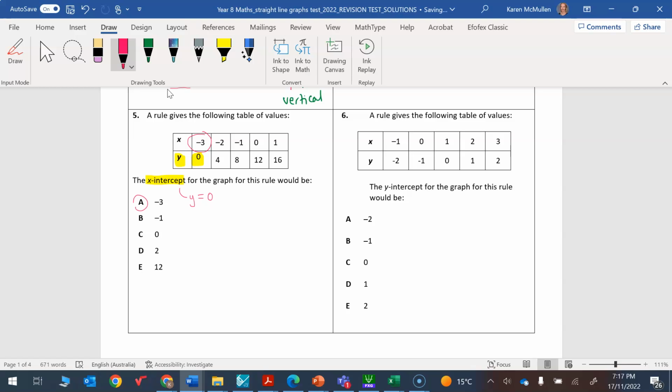All right, and moving on to question 6. A rule gives the following table of values. This time we're finding the y-intercept for this graph. Your y-intercept is when x is equal to 0. So we're just going to look across where we've got x, find 0, and the corresponding y coordinate is -1. So there's your answer, B.